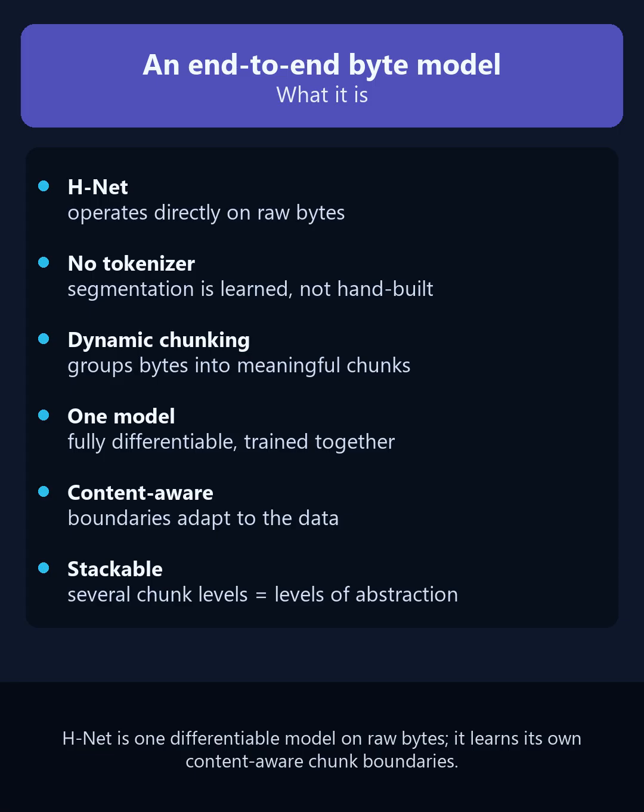HNet is an end-to-end, tokenizer-free language model that works directly on raw bytes. Instead of a fixed tokenizer, it contains a dynamic chunking mechanism that learns how to group bytes into meaningful chunks, jointly with the rest of the network. Everything is one differentiable model, trained together. Because segmentation is learned from content and context, HNet adapts its boundaries to the data, and it can stack several levels of chunking for several levels of abstraction.